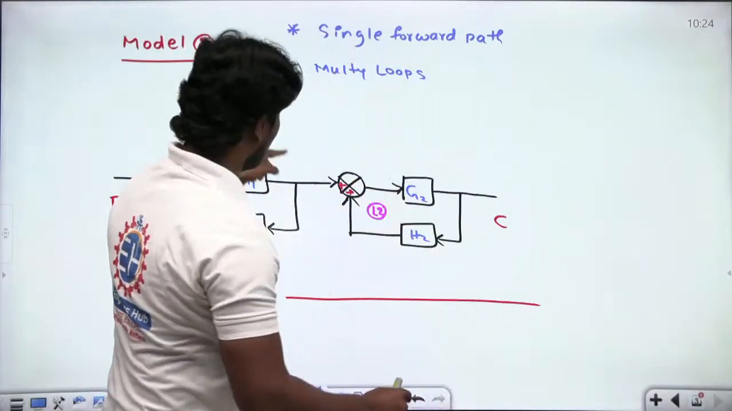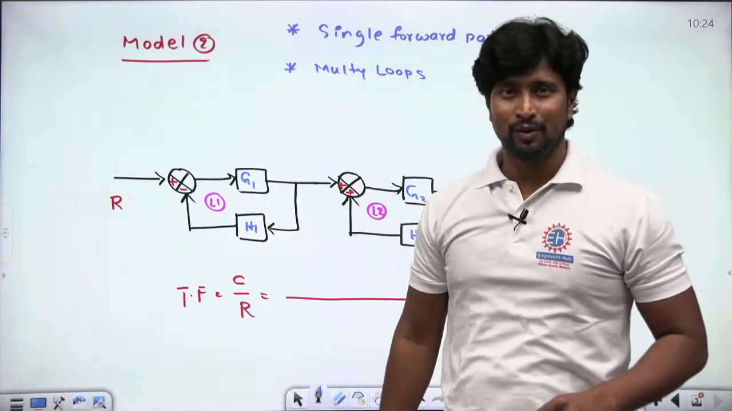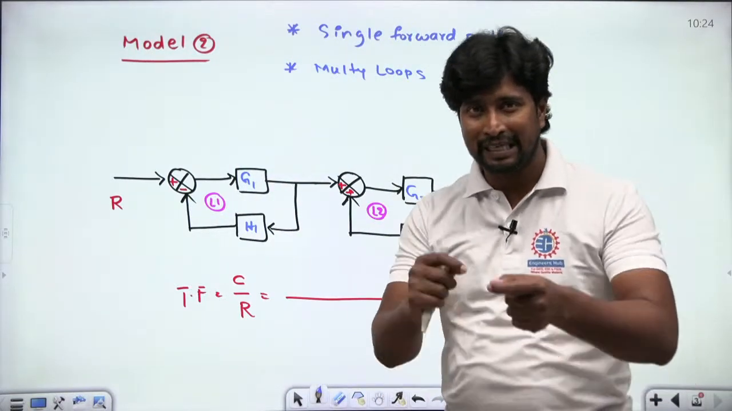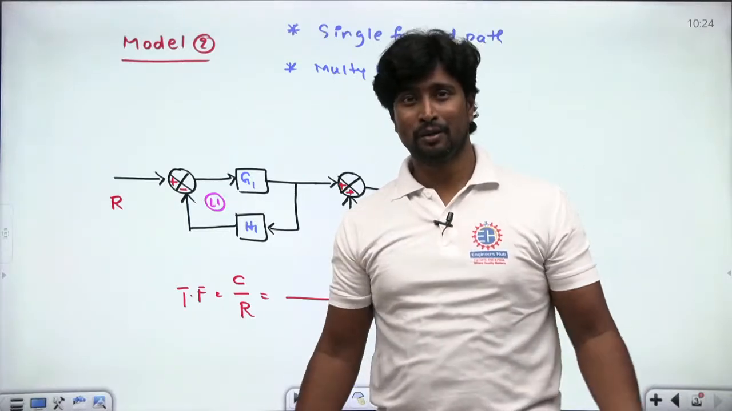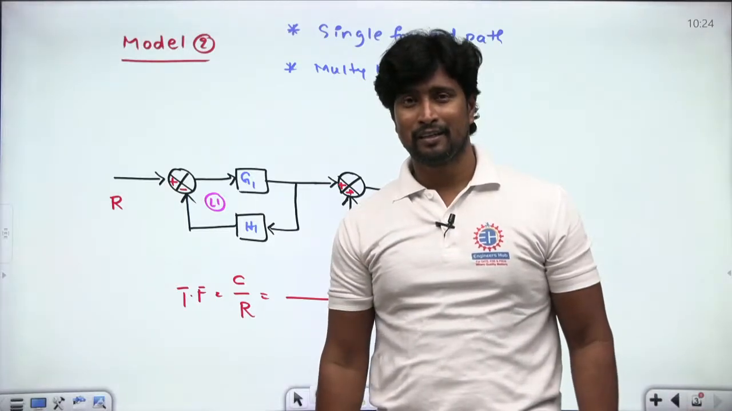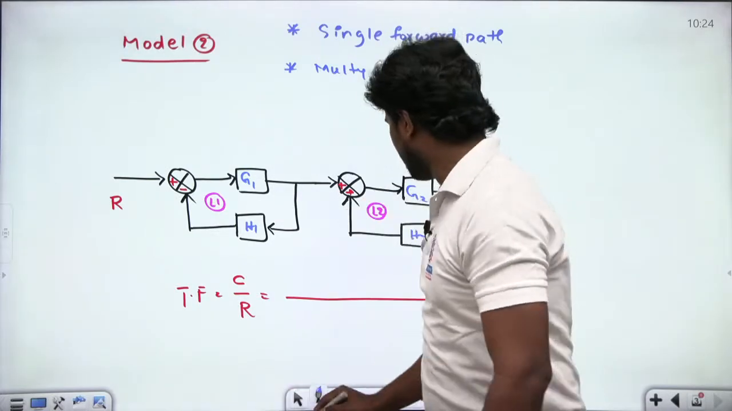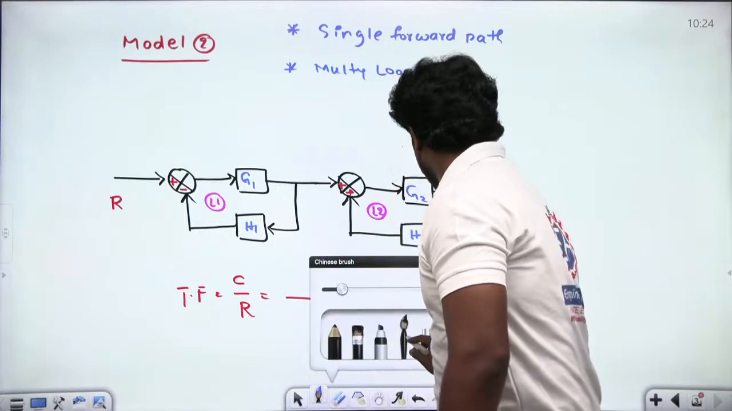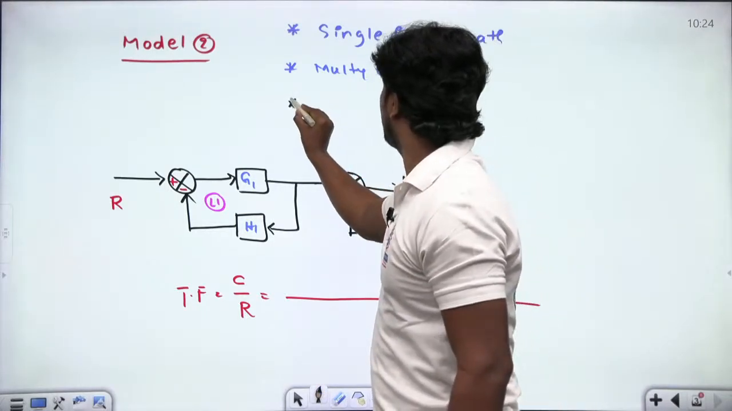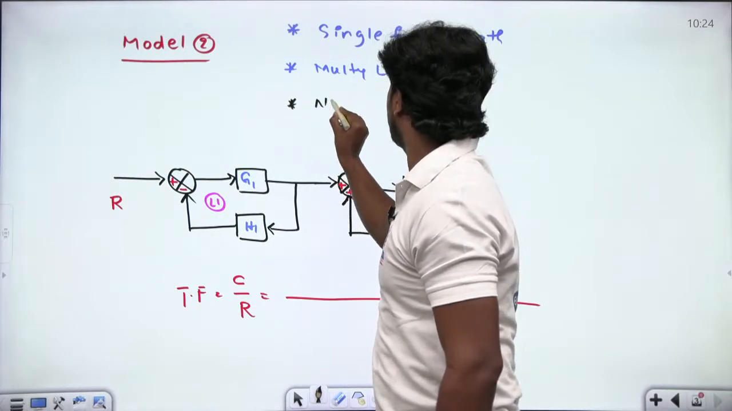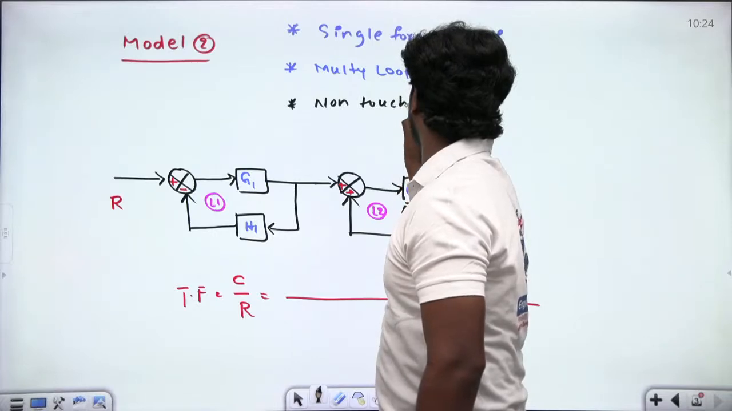But observe model number two. Are both touching loops? No. Is there any common node? Nothing is there. That means both act as non-touching loops. So see, here the third point is that both are non-touching loops. Guys, carefully listen.